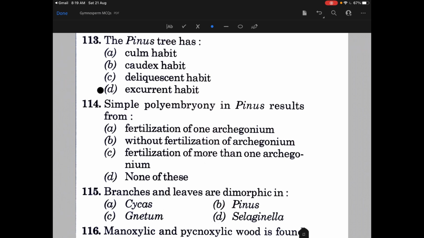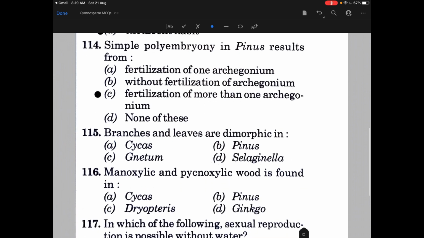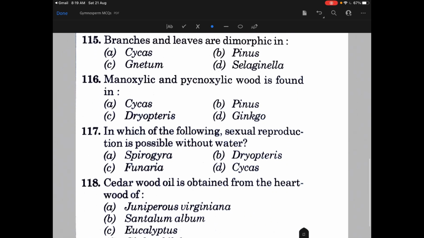Then, simple polyembryony in Pinus results from dash? And the answer is C, that is fertilization of more than one archegonium. Next, branches and leaves are dimorphic in dash? And the answer is B, that is Pinus.